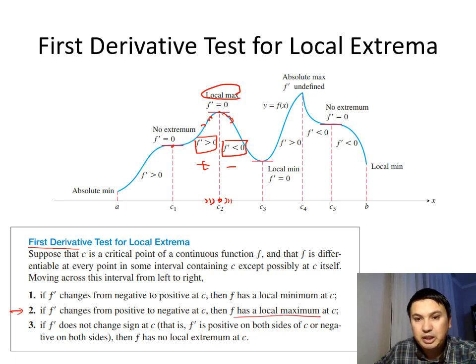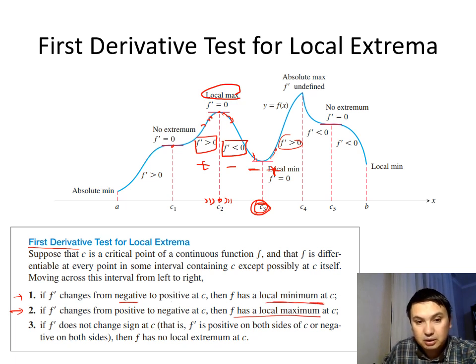Now let's look at the local minima right here, right? C3. So what's happening? If I'm approaching C3 from the left, this is decreasing, right? So the derivative is going to be negative. But then once I pass C3, my derivative becomes positive, right? Because this is increasing. So this is the one. If f prime changes from negative to positive, then this point C3 is a local minimum.